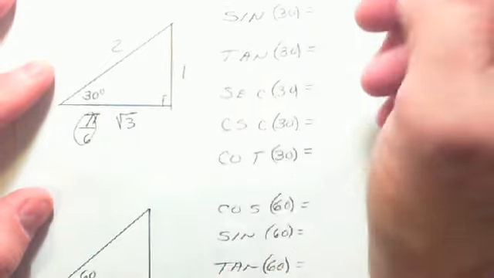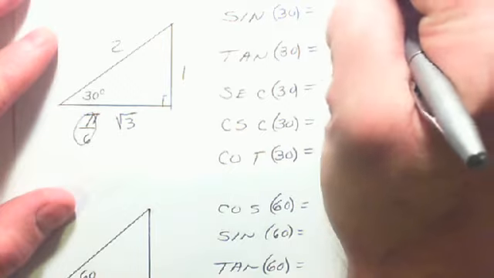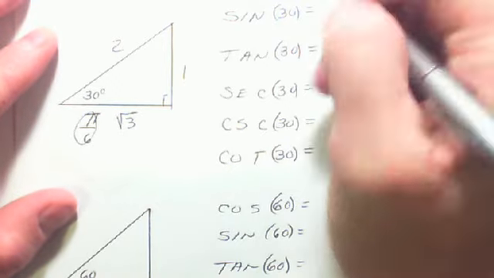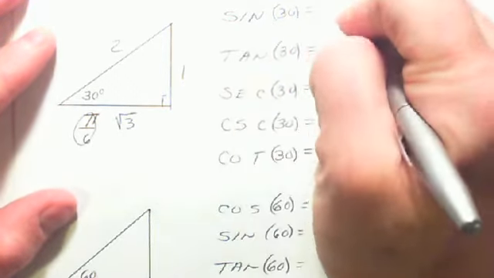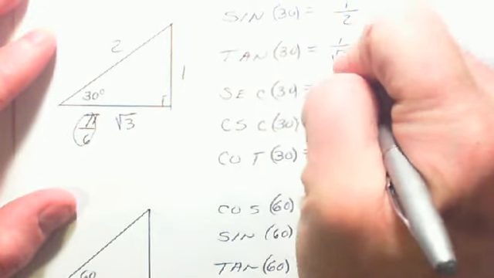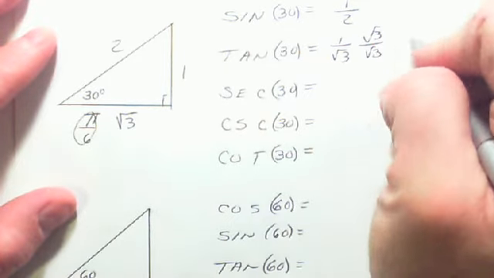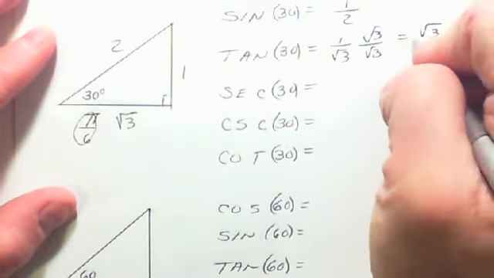So the cosine is always defined as the adjacent over the hypotenuse, so it's going to be equal to the square root of 3 over 2. The sine is opposite over hypotenuse, so it's 1 over 2. The tangent will be 1 over the square root of 3. Typically, you do not see the radical on the bottom, so you multiply the square root of 3 by the square root of 3. That's going to give you the square root of 3 over 3.